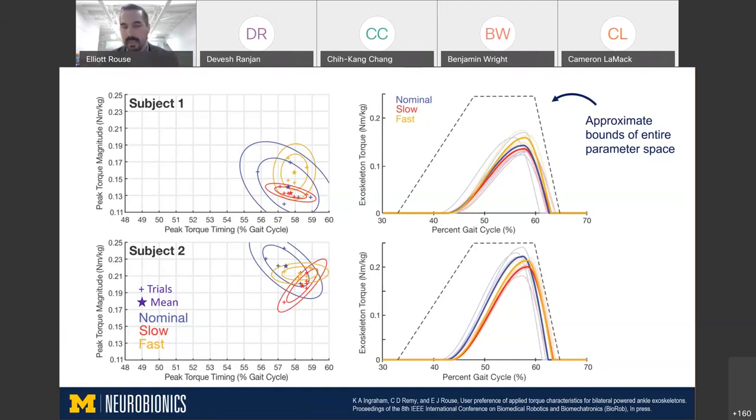So one subject, subject 1, preferred less effort from the exoskeleton, even though they could have more or less effort if they chose to. And then subject 2 preferred much more assistance. So it gets back to this, there isn't maybe one size fits all.